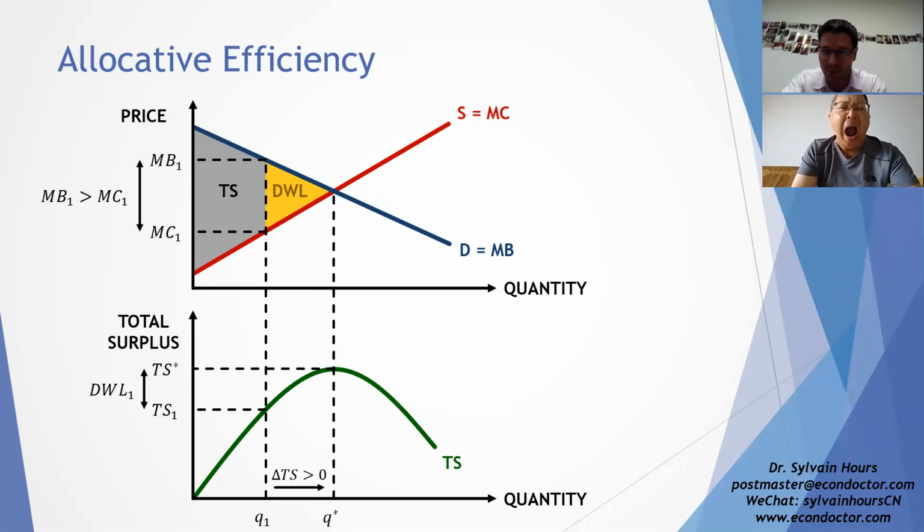Redzino, it is also in the CAIE mark scheme. You mean, what do you mean? The definition of allocative efficiency? Yes, the definition of allocative efficiency.